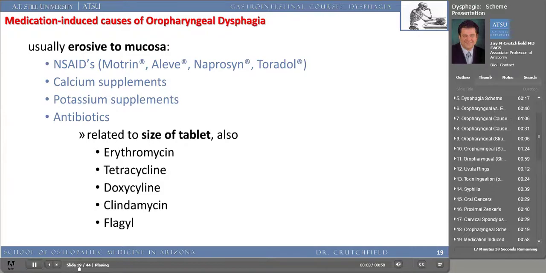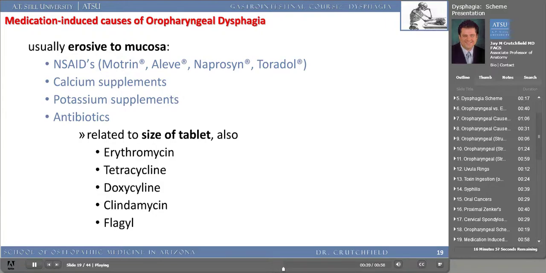The most common causes of oropharyngeal dysphagia secondary to medications include the non-steroidal medications, Motrin, Aleve, Naprosyn, and Tylenol. Calcium supplements also lead to dysphagia. Not only do they cause more heartburn and constipation, but these in turn can cause dysphagia. The tablets are often large, and the increased serum calcium can in turn lead to complaints of dysphagia.